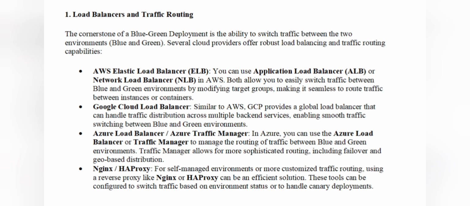Both allow you to easily switch the traffic between blue and green environments by modifying target groups, making it seamless to route the traffic between instances or containers. Second is Google Cloud Load Balancer. Similar to AWS, GCP provides a global load balancer that can handle traffic distribution across multiple backend services, enabling smooth traffic switching between blue and green environments.